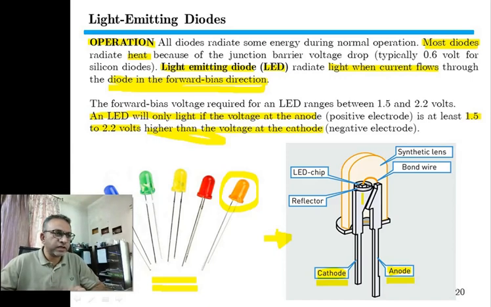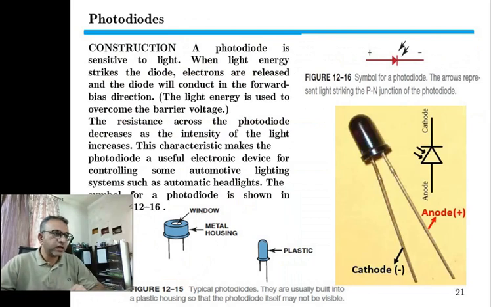Right, so now we come to the next slide. The title of the next slide is photodiodes. So let us read the construction. A photodiode is sensitive to light. When light energy strikes the diode, electrons are released and the diode will conduct in the forward bias direction. The light energy is used to overcome the barrier voltage.